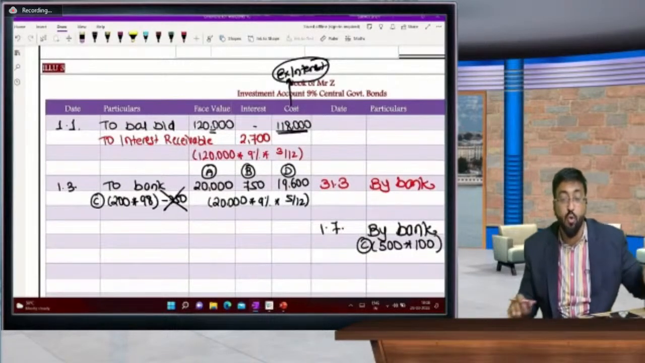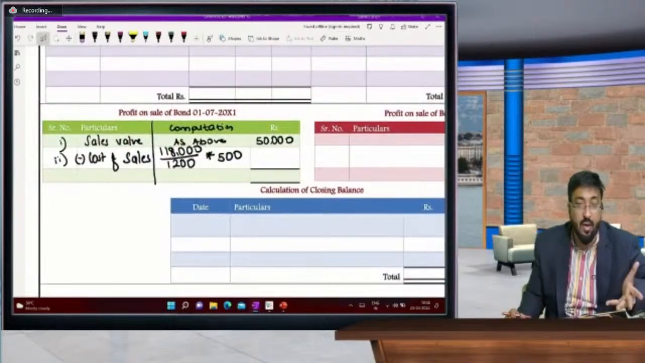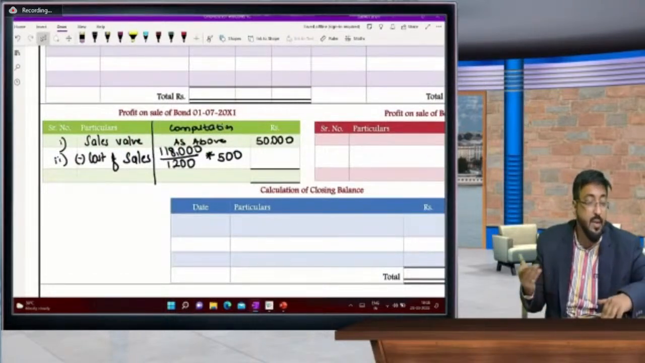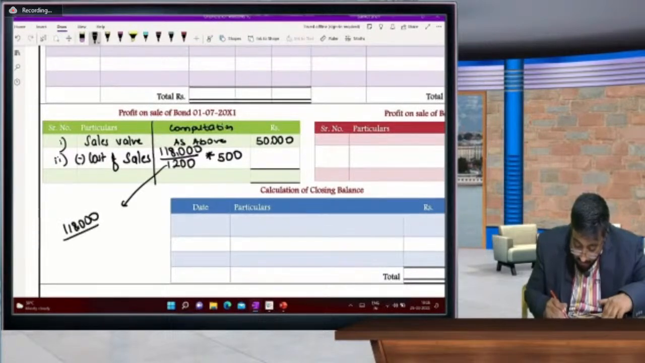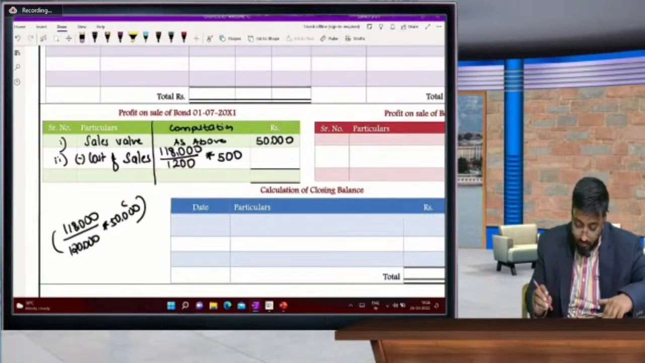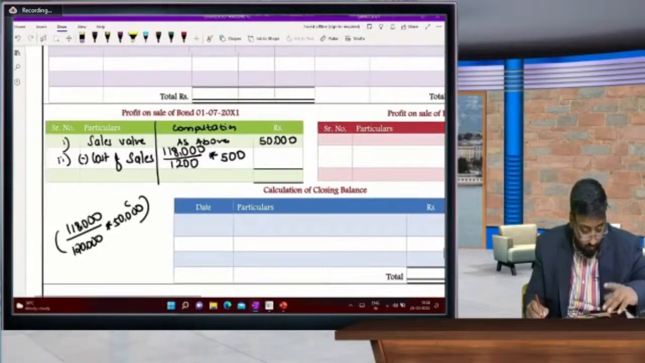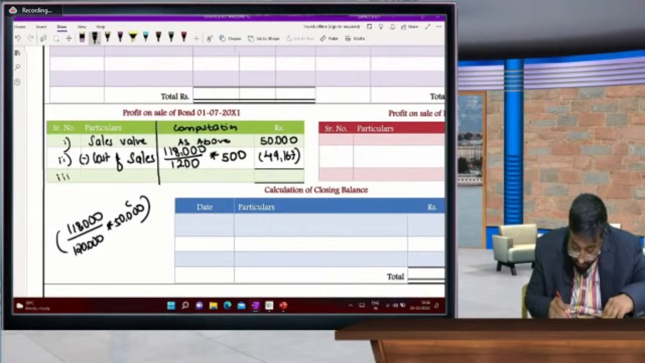So 1,18,000, debentures numbers are 1,200. Face value. You have two calculations. You can divide by 1,20,000 and then multiply by 50,000, or divide by numbers and multiply by numbers. So you have one more option. आपके पास और एक option है. You will get the same answer. 1,18,000 face value कितनी बेटा? 1,20,000. तो 50 के लिए कितना? Yes, tell me. 49,167.